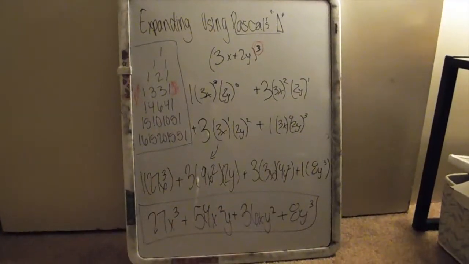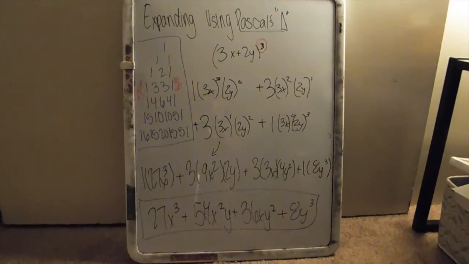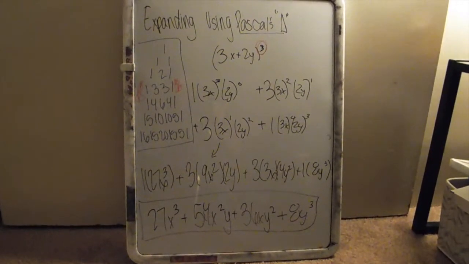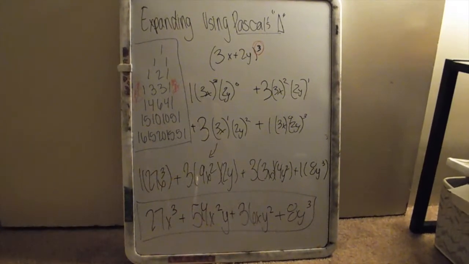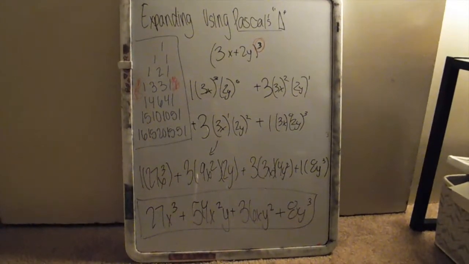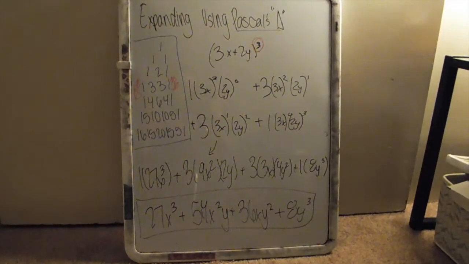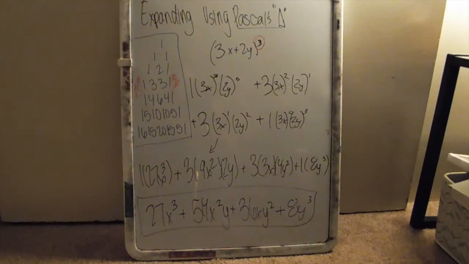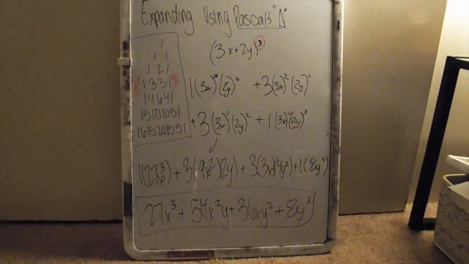So this is expanding using Pascal's triangle, and as you see here on the left, it is Pascal's triangle, and the trick is that you add every one. So it'd be like 1 plus 1 equals 2, which is the middle term in the second row. 1 plus 2 is 3, and so on and so forth. Because we are expanding to the third, you use the third line in the Pascal's triangle, and then you line up the numbers. So it'd be 1, 3, 3, 1.